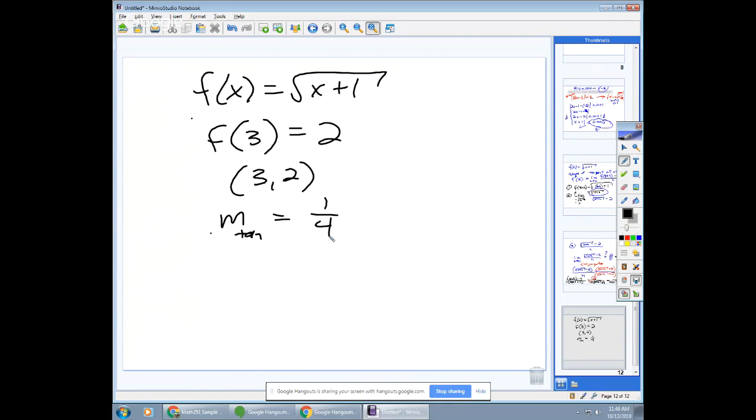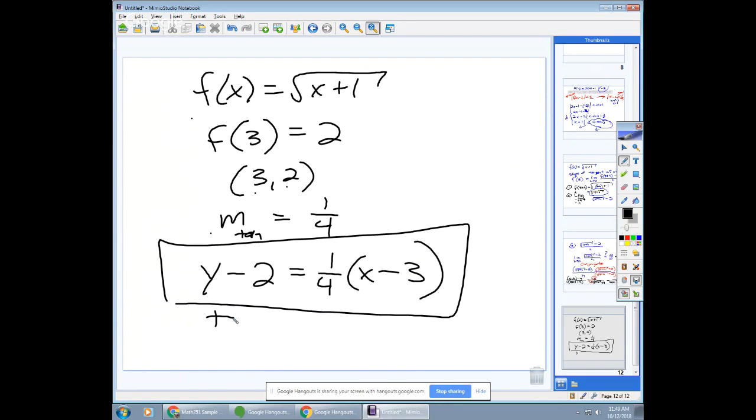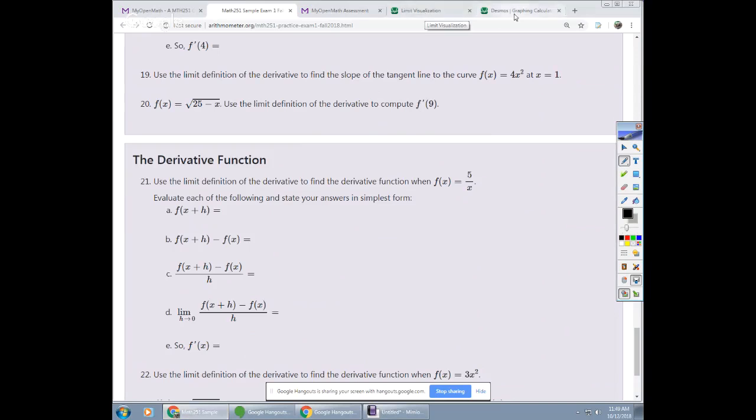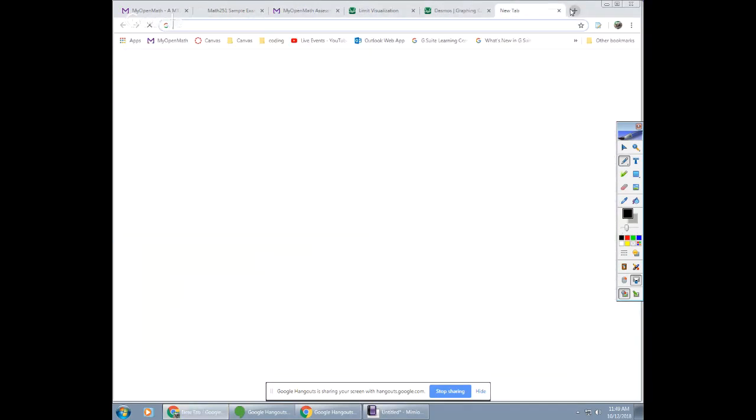So let's see what it looks like on the graph. The tangent line would then be y minus this y value equals 1/4 times x minus the x value. So I think this is the tangent line. I want to see if it looks good on the graph. So Desmos that sucker, or whatever your favorite calculator is.